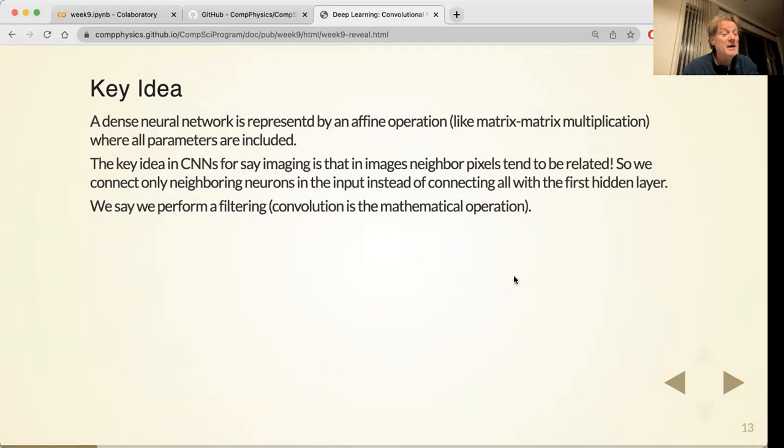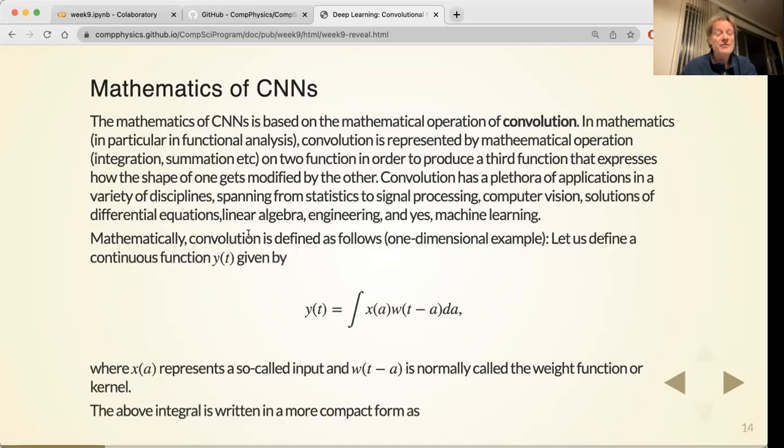And the key idea in a CNN is actually to only keep the information from the neighboring pixels to be related. So we collect only neighboring neurons in the input instead of connecting all with the first hidden layer. And this is normally done by the mathematical operation of convolution. If you want to think of convolution, you could think of it in the following way. It's a kind of filtering.